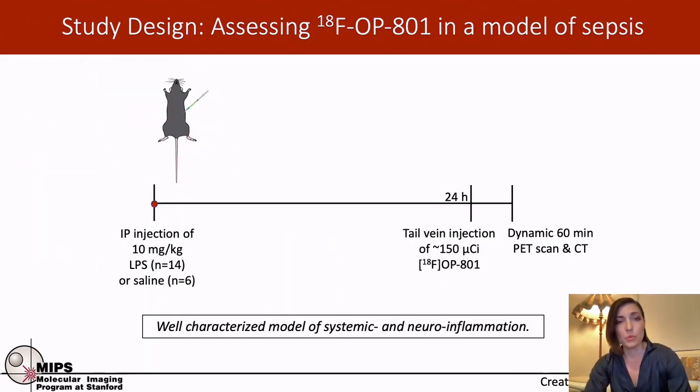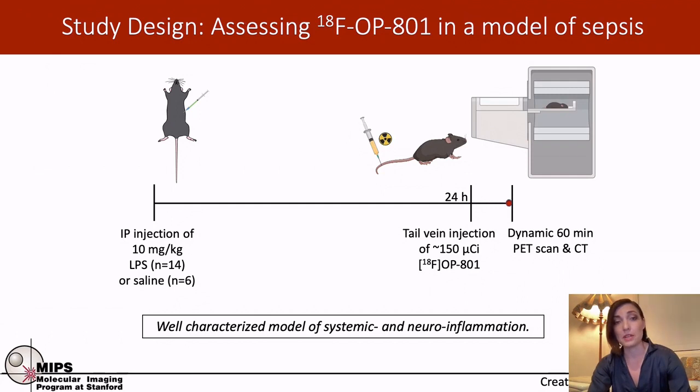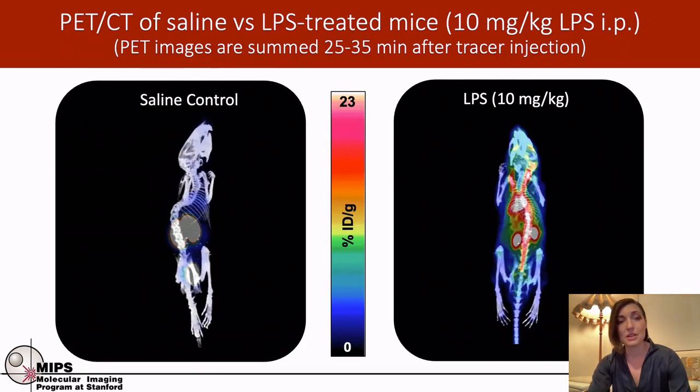And here we are. We have our first imaging study with this agent in mice, and we use just a classic LPS model, just by injecting 10 mg per kg of LPS intraperitoneally. And we did that, and after injecting it, we actually waited 24 hours, and then we injected our radiotracer, OP801, and then we performed dynamic 60-minute PET-CT imaging. And here are the images.